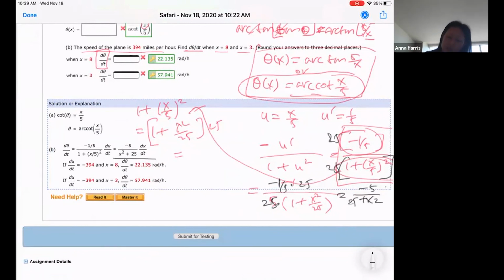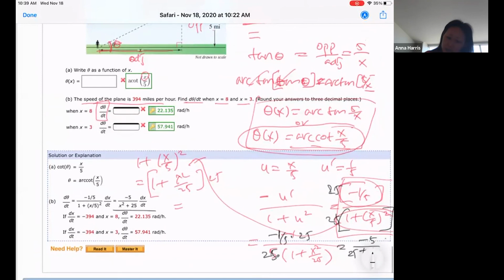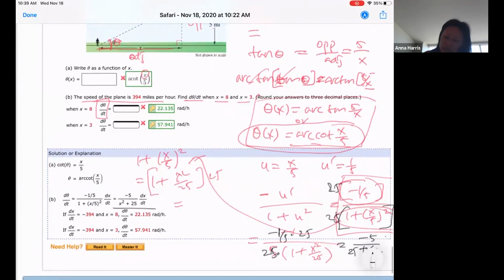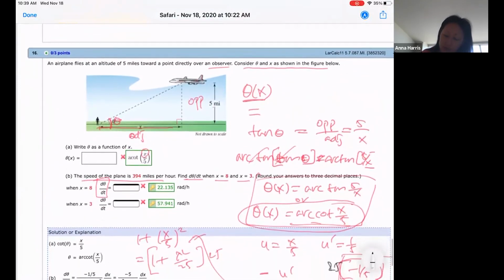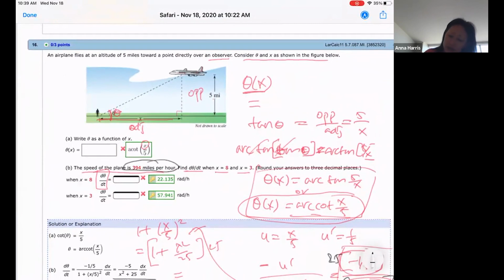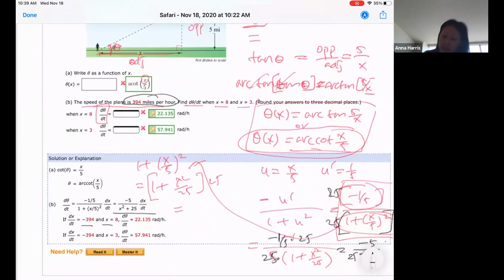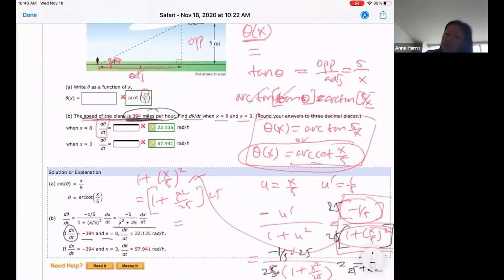Now they were asking, dx dt is negative 394, the number they gave you. Where did this negative 394 come from? Oh, right here. They told you the plane goes 394 miles per hour, so that is dx dt. So you plug in dx dt as negative 394, and x equal to 8 into this formula, and you get this number, 22.135.